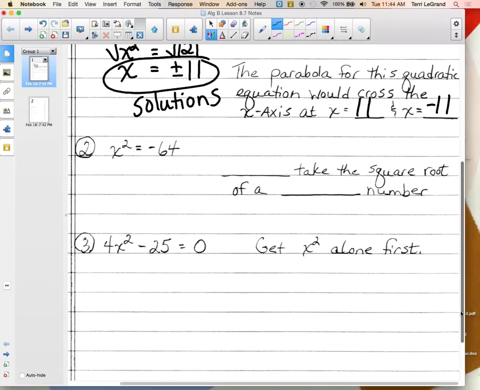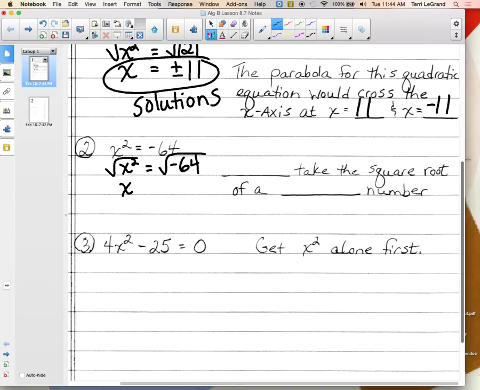Okay? Let's look at number 2. x squared equals negative 64. So how do we get x out of x squared? Take the square root of it. And the square root of x squared is x. And then if we do that to one side, we have to do it to the other side. What's the square root of negative 64? Negative 8. Negative 8 and 8. So negative 8 times negative 8 is negative 64.